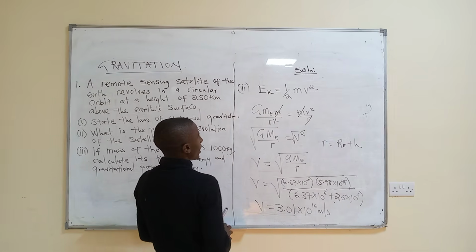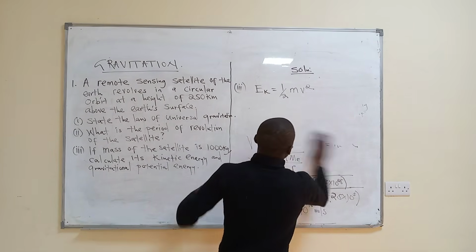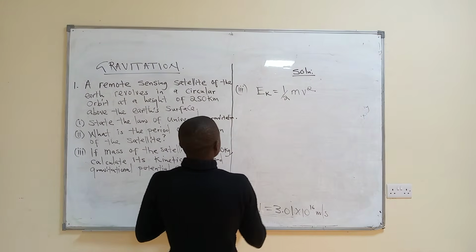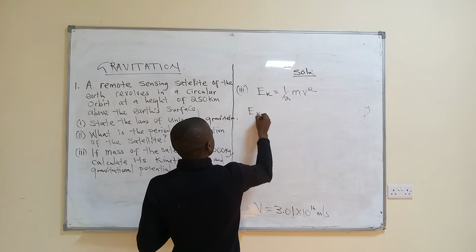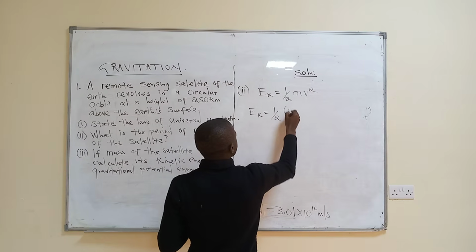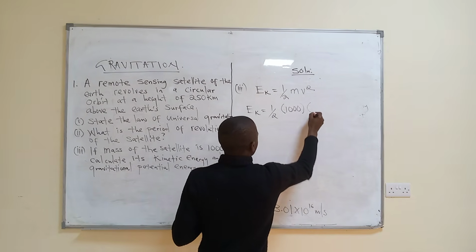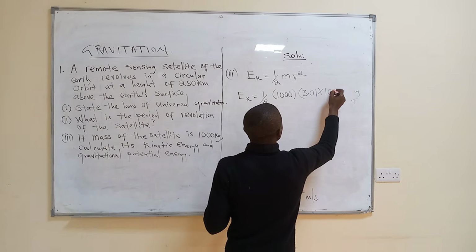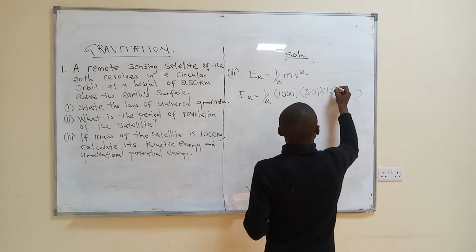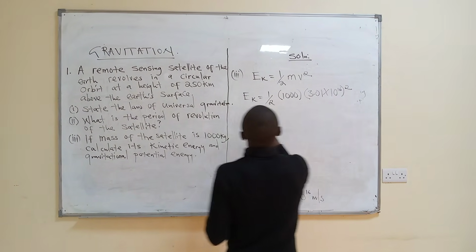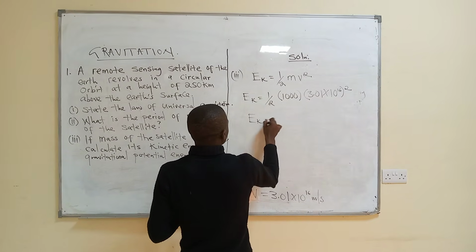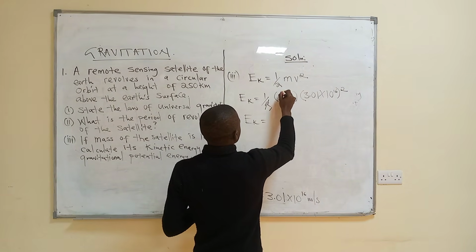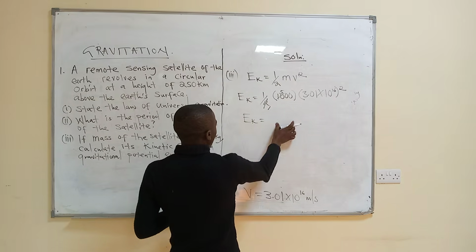So therefore, let me now calculate the kinetic energy. Kinetic energy is equal to 1 over 2, the mass that is 1000, velocity that is 3.01 times 10 to the power 16, squared. So what is the final answer for kinetic energy?